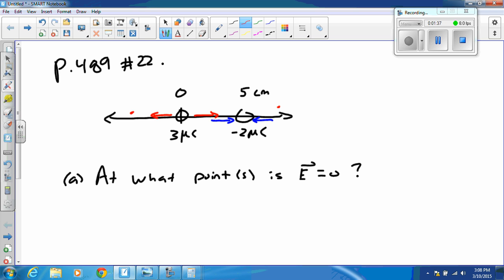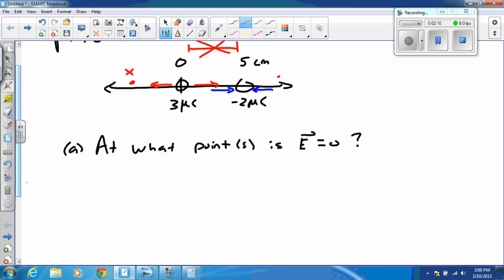Notice that it's physically impossible for the field to be 0 between 0 and 5. This X is meant to indicate impossibility here. Not going to happen, because the 3 microcoulomb is producing field to the right, and so is the negative 2 microcoulomb, and when I add up field to the right and field to the right, I'm going to get field to the right. So, I don't know where this point is, or points, and so I'm going to just pick a location, and I'm going to call it X.